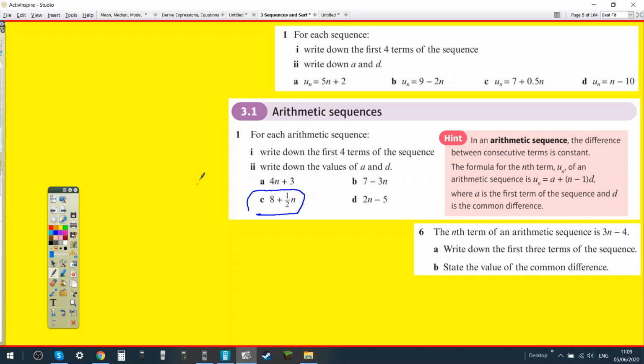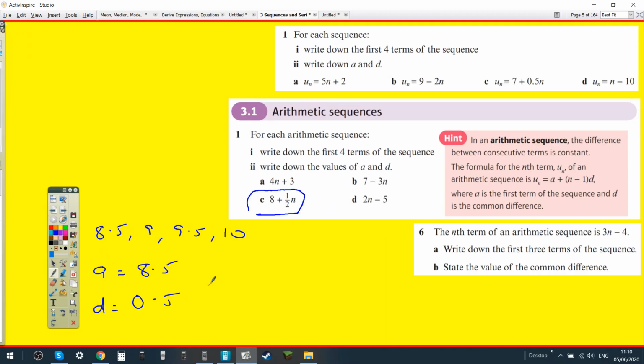I got, for the first 4 terms, 8.5, 9, 9.5 and 10. Yep. And for that one, what is A? What is D? A is 8.5, the first term. And D? Is D a half? Yep. Okay, that's great.